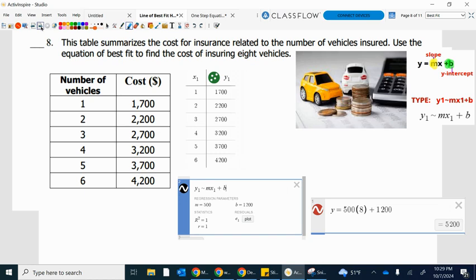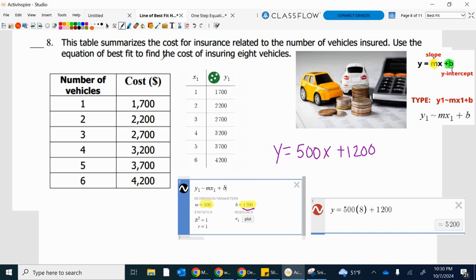Okay, number 8, once again, we're going to go ahead and type your table into Desmos, and it will look like this. Type in your equation, and then you're going to find your slope and your y-intercept. The first thing we need to do is write our equation, which should be y equals 500x plus b.